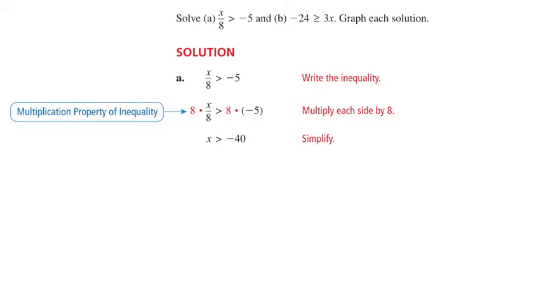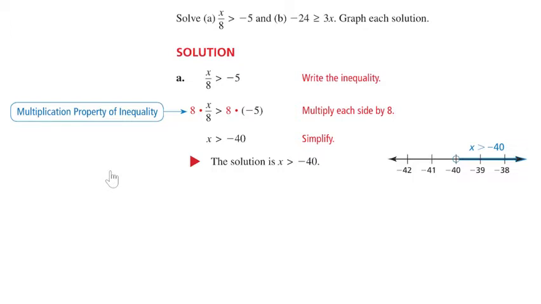So at negative 40, it is going to be an open circle. And all real numbers that are greater than negative 40, so your array will go to the right of the number line. Make sure to include a couple of numbers on your number line so that we know where you are on the number line itself.